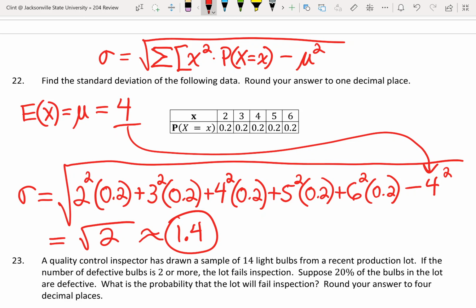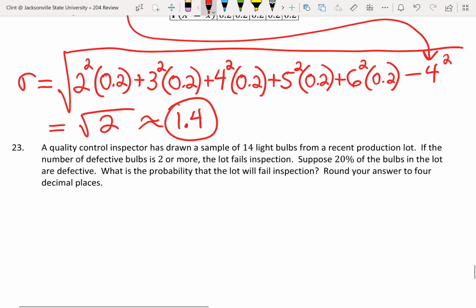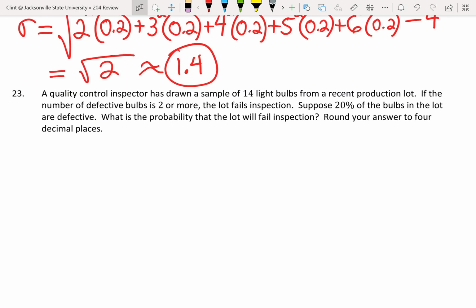Other questions on that one? That's the messiest formula we have. Messiest formula we have all semester. So that's what I think. All right, one more.